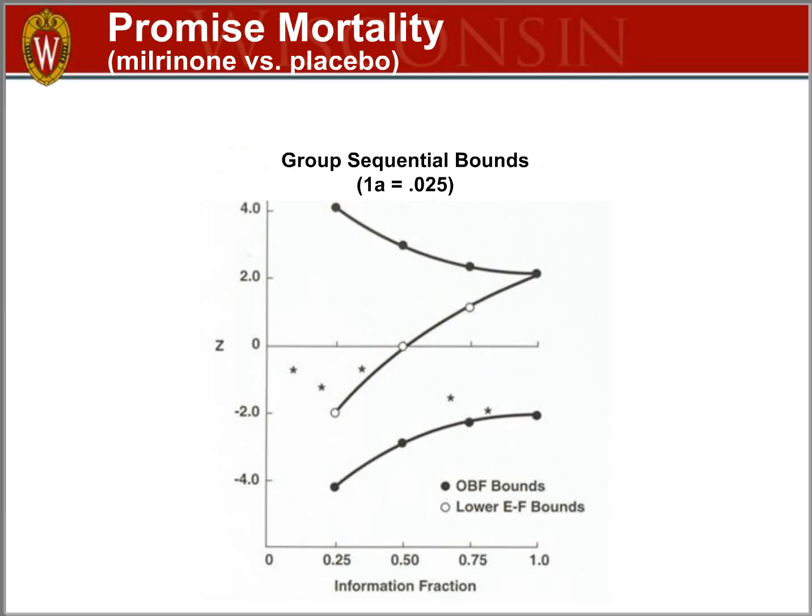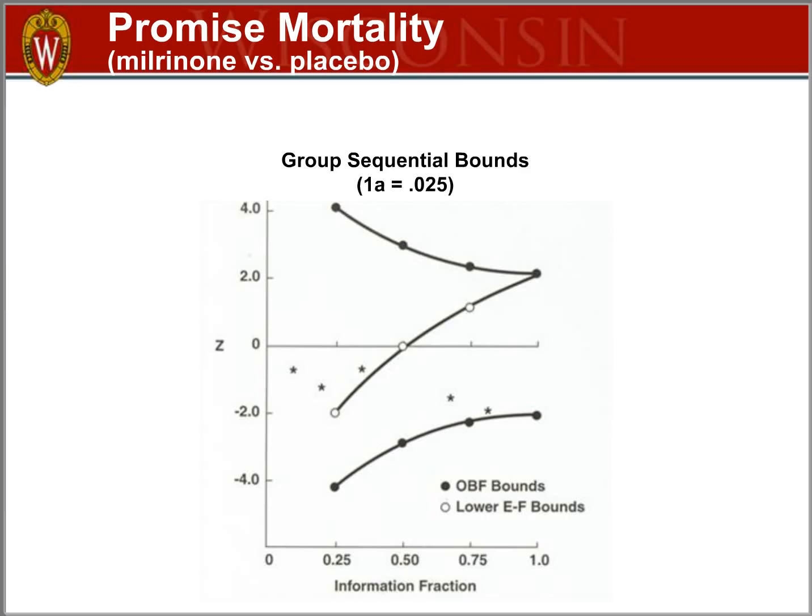This is a trial called PROMISE. It was examining a drug called milrinone versus placebo in a population of heart failure patients. The graph is the same as in the previous slide, but here I plotted the data from this trial as it emerged over the course of the trial. The stars are below the line of z equals 0, indicating it is in a harmful direction. At some point, the data crossed the middle boundary, suggesting to us that it's unlikely this trial would be positive, claiming benefit. But the trial, as you observe, continued.